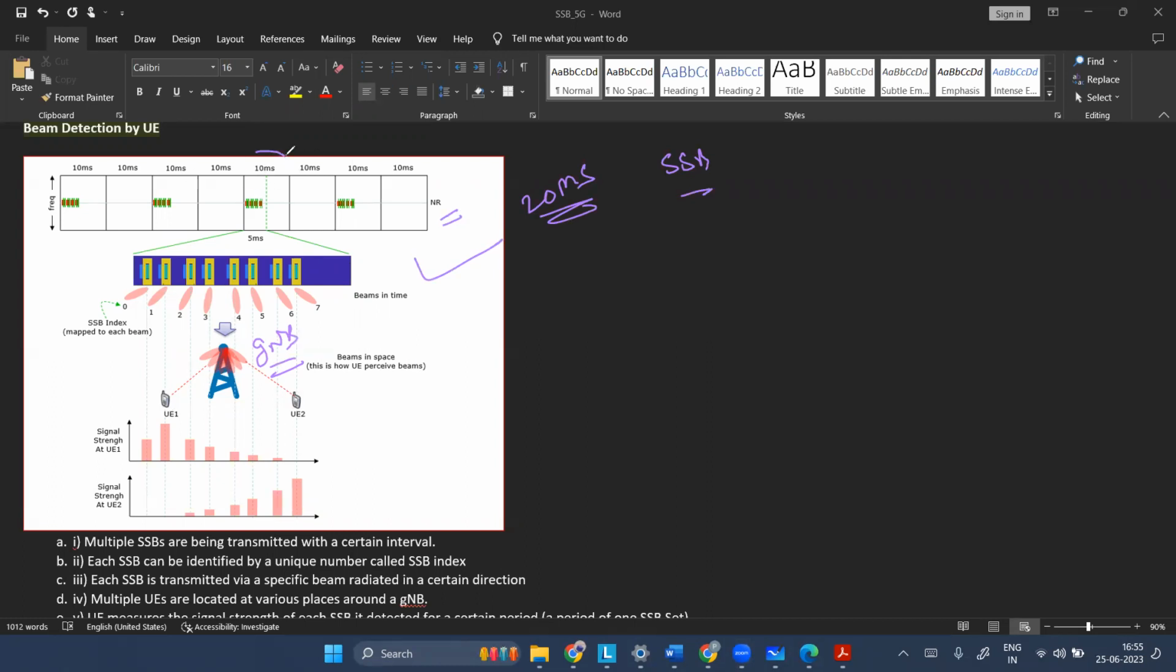Let's talk about this SSB here. We have these 8 SSBs, 1, 2, 3, 4, 5, 6, 7, 8, and 8 SSBs range from 3 to 6, or you can say 7.125 gigahertz. There are two UEs. UE1 is at the left edge and UE2 is at the right edge. For the first UE, the signal strength for this beam would be good, and for UE2, this beam would be good. This is how precisely beams can be transmitted to the UE in 5G NR.